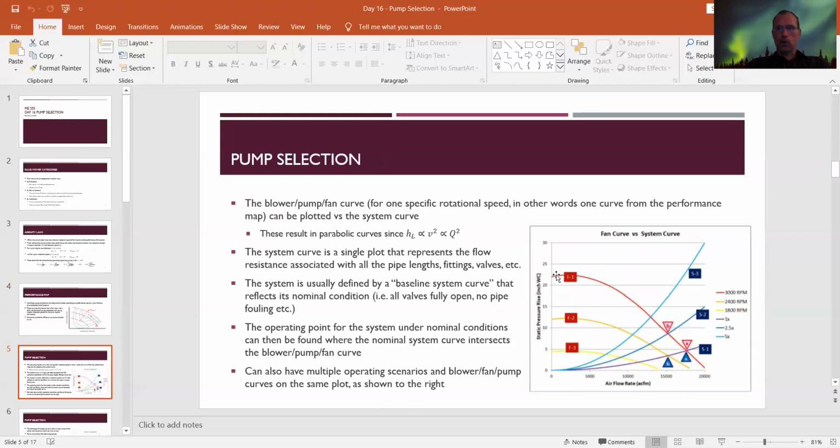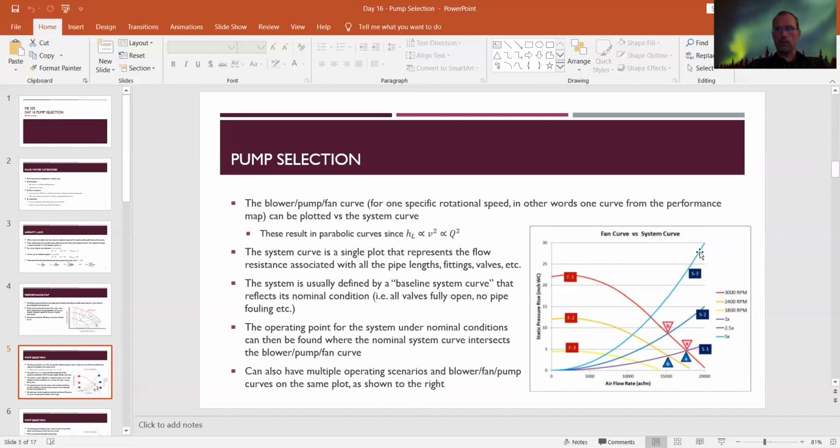So those blower or fan curves or pump curves, whatever they are, are for one given rotational speed and one given diameter. A lot of times what we do is plot that versus the system curve. These pump curves, the red and yellow curves, usually end up being roughly quadratic, with head loss generally proportional to Q squared.